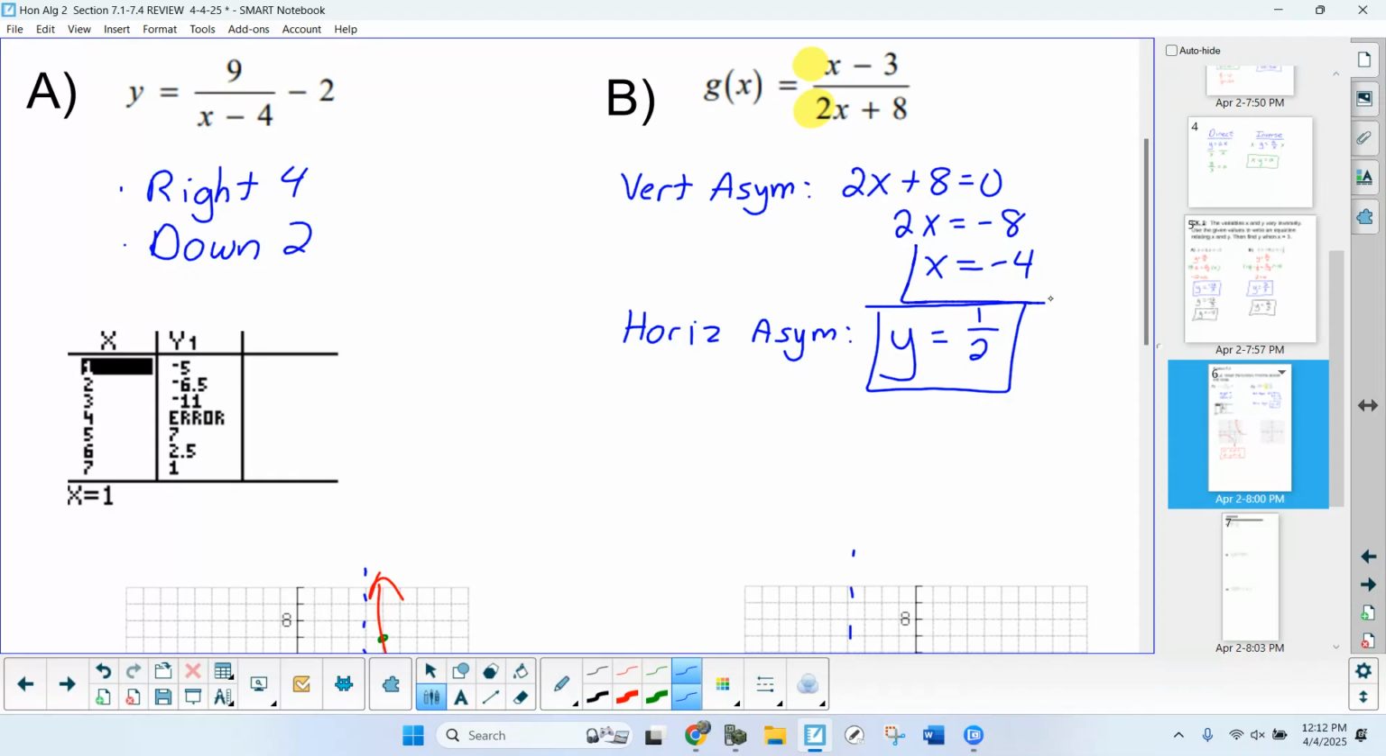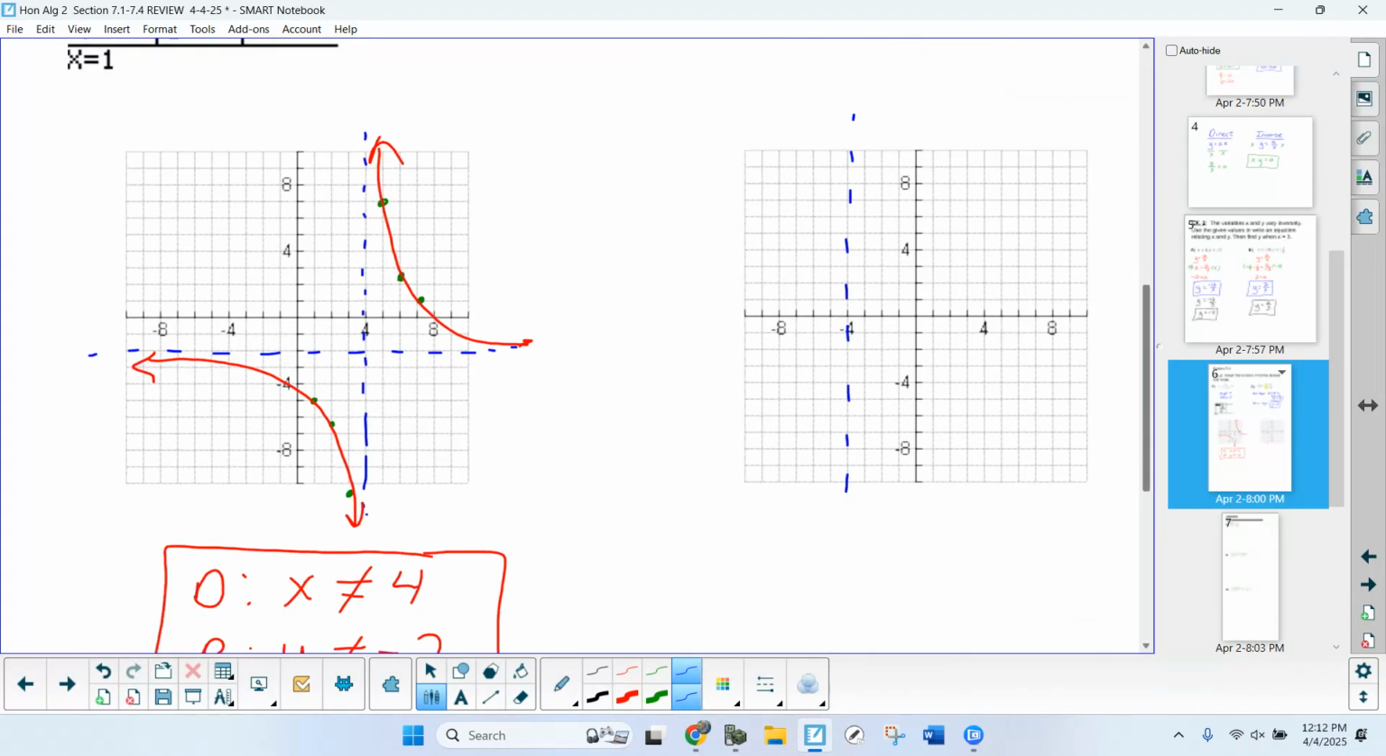Guys, I will make it so that your calculator will not tell you. Okay, so it might look like 1, it might look like 2. If you don't know how to do that math, you're not going to get it on your graphing calculator. Okay, so y equals 1/2. You've got to draw those in there. I have to see that you know exactly where those are.